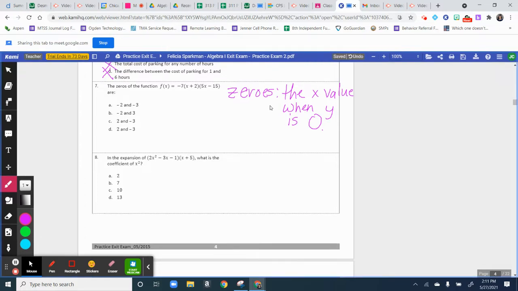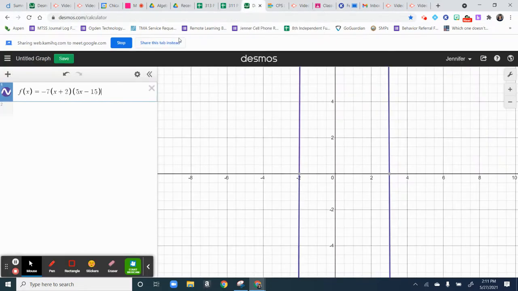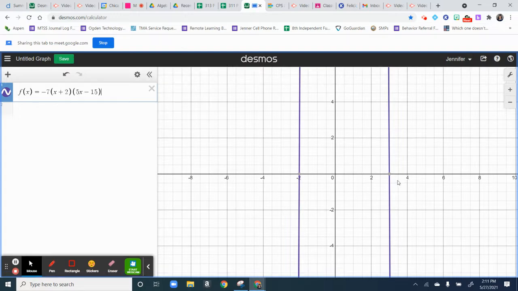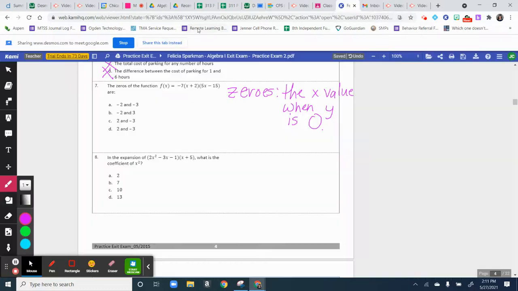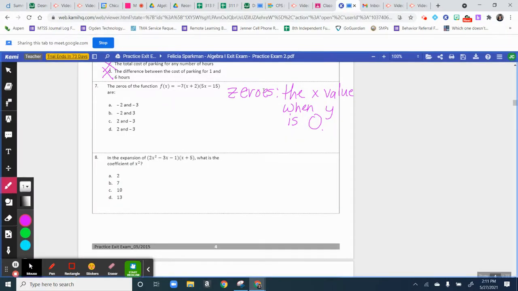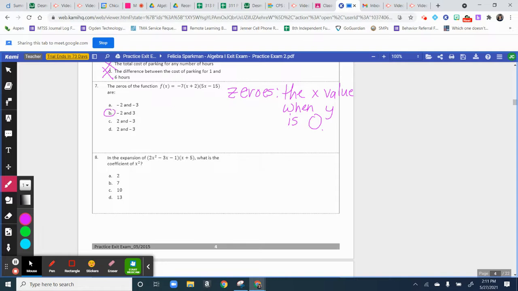I'm sorry, I forgot to share this. So I am writing on here, zeros are the x value when y is 0, okay? So if we go to our graphing calculator, you can see that it's a little gray dot, and if you click on it, it will label that point for you. So it's really easy to see what it is. So one of the zeros is negative 2, and the other is 3. So then when we go back here, it was negative 2 and 3.